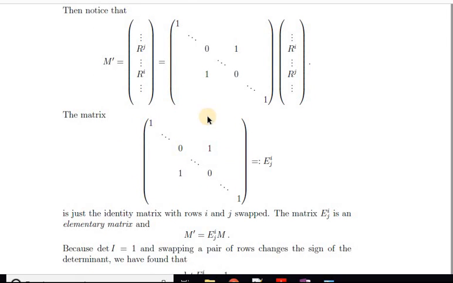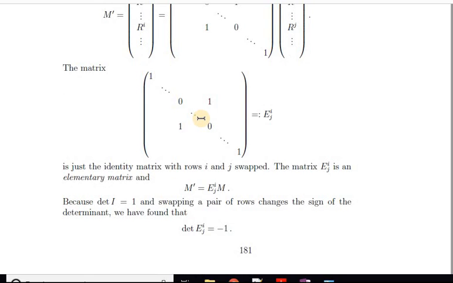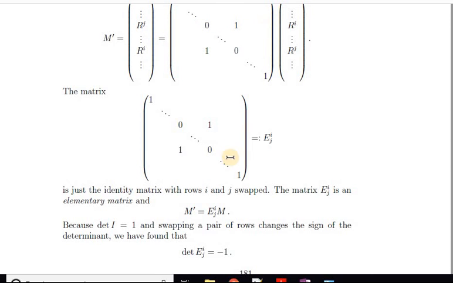Now, what about the determinant of this matrix? Well, this matrix is just the identity with two rows swapped. We know that swapping rows changes the sign of the determinant, so the determinant of this matrix is -1. So, look at what we have here. One way to swap the two rows of a matrix is by multiplying by this row swap matrix, E_ij, which is just this matrix here.